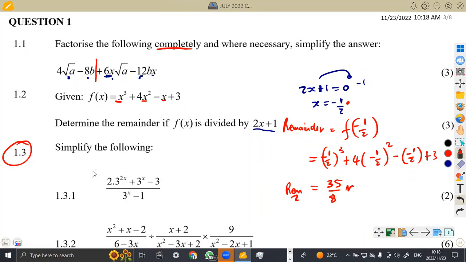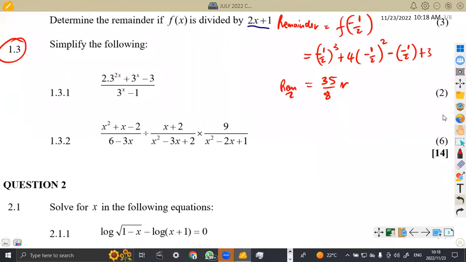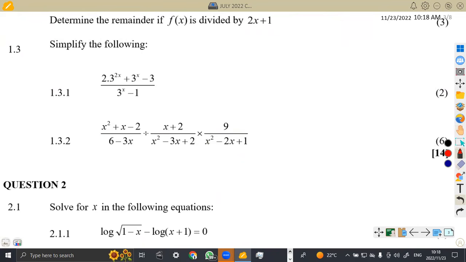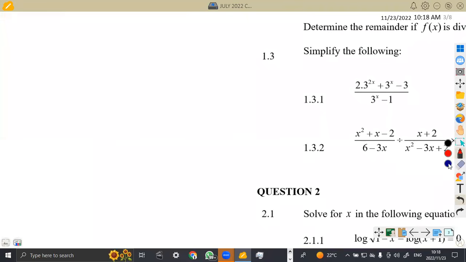Okay, let's check the other part, which is 1.3. We are now asked to simplify the given expressions. The first part, we are given a normal exponential expression that we are supposed to work with. Okay, so let me just remove this part here. All right, so this is the question. I'm just going to rewrite our question here so that we can simplify this together.